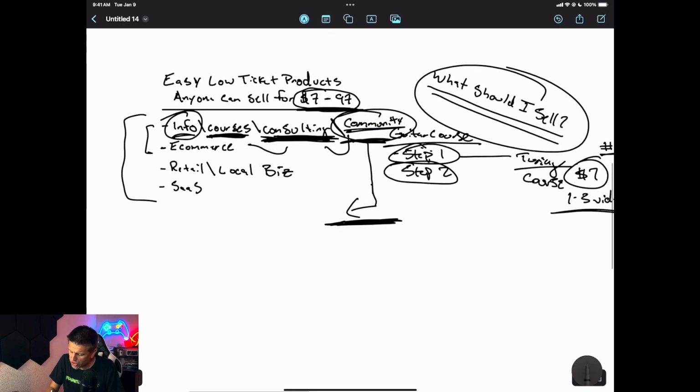Okay, so next, let's hop into e-commerce. Now, e-commerce is the easiest of all of them, but it's also the hardest one to break even on ads with most of the time, okay?